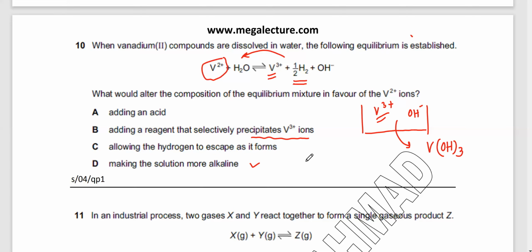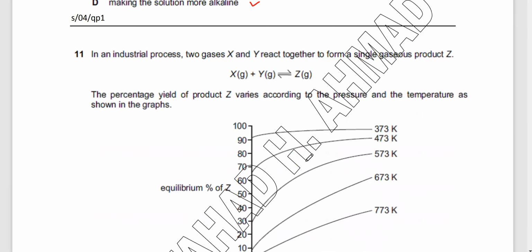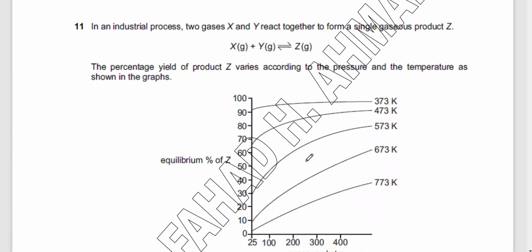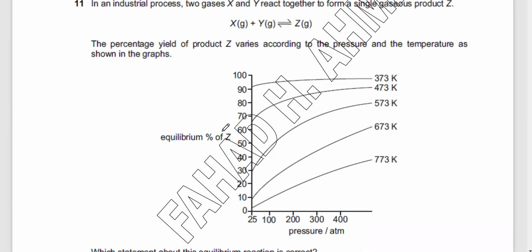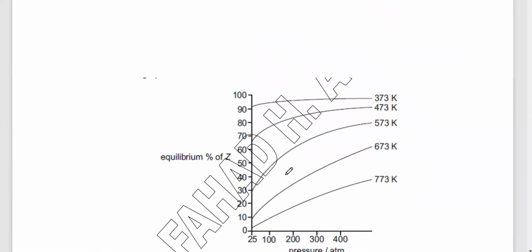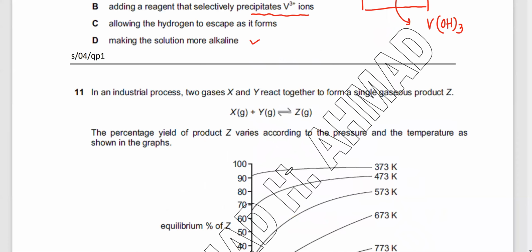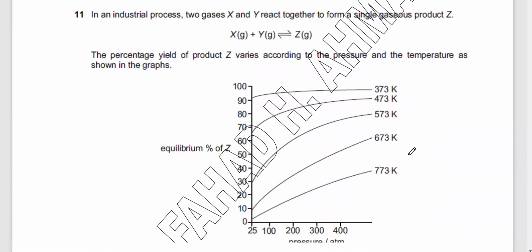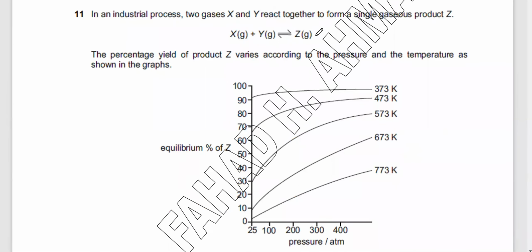Now this question. You have a question, and it says that X and Y react to form Z, and the equilibrium percentage of Z is provided. So which statement about this equilibrium reaction is correct? First thing, by just looking at this, can you tell me which is the forward, exo or endo?